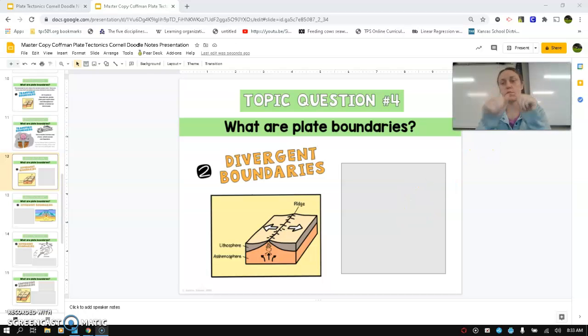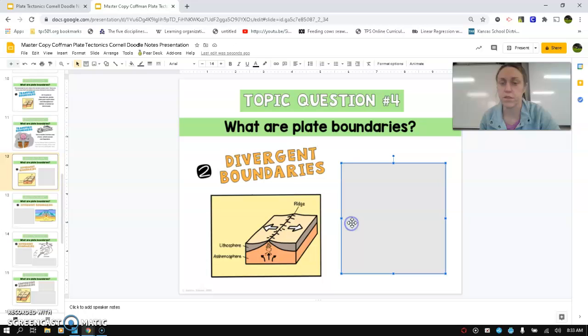So transform was going this way. Divergent is pointing opposite. They're almost on the same axes. If you also notice here that there's a little plume going here and a ridge. So the lithosphere is the top part, that asthenosphere is that part, upper part of that mantle. Okay? So they're separating basically on the same axes.